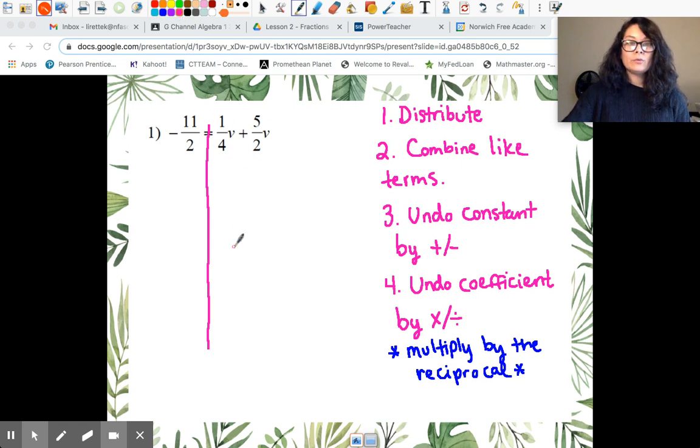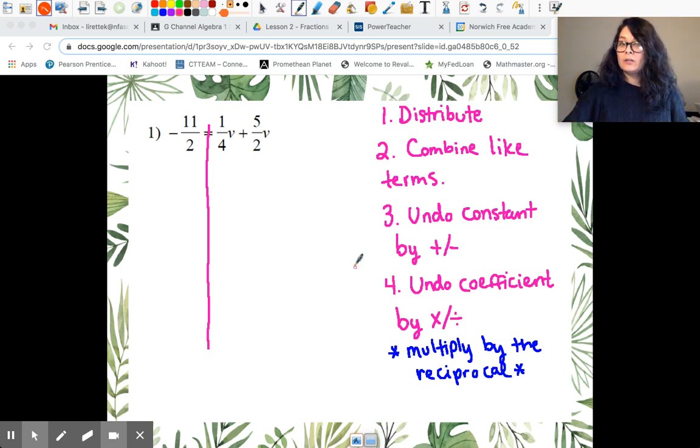All right, so looking at this equation, and hopefully you've taken some time to copy it down, I don't see any parentheses, so I don't need to distribute, but I do have some like terms. This has a variable v, and this has a variable v. So I can actually combine these. So using my calculator, again, since I'm working with fractions, I'm going to use that ABC button. I'm going to type 1 ABC 4 plus, because I'm just taking that 1/4 and I'm adding it to 5/2, 5 ABC 2, and it's giving me a mixed number.